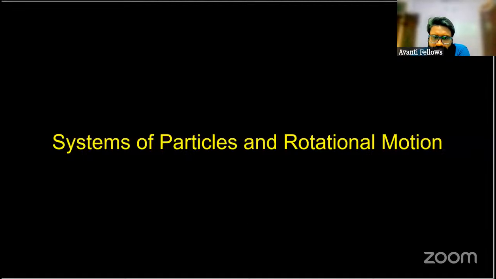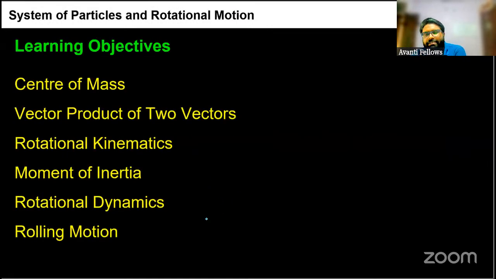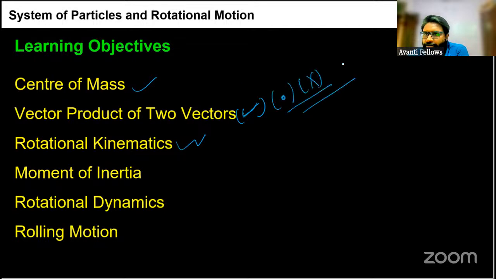तो सिस्टम ऑफ पार्टिकल एंड रोटेशनल मोशन के बारे में बात करेंगे. In this chapter, in this complete unit, what we have to study: center of mass, the very specific and very useful phenomena in daily life also. Vector product of two vectors, because this is just a recap of vector products because we have completed it in the motion in plane. Okay, I think you guys have completed it in the motion in plane. Okay, so vector product we have completed. I'm assuming that you have completed it. Scalar product, which is dot product and cross product, we have to talk about.